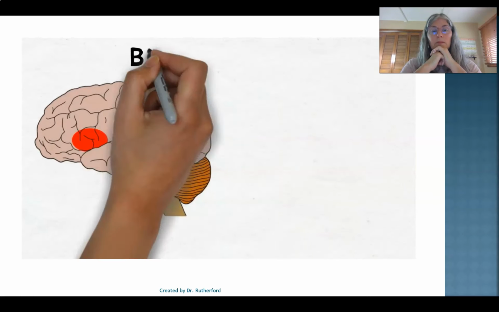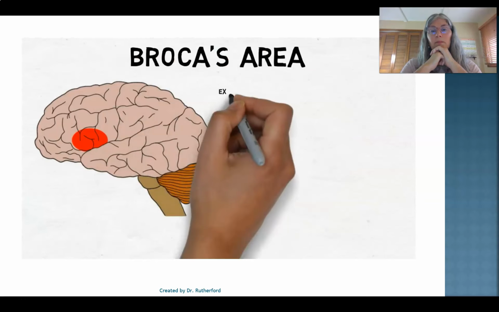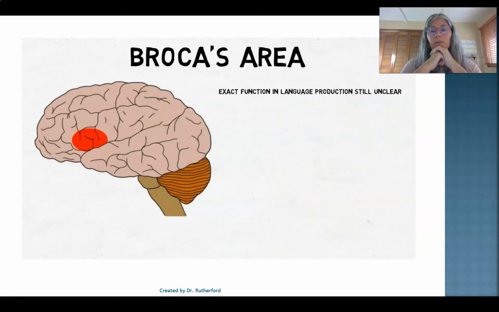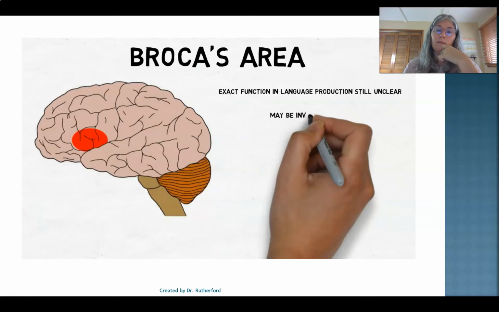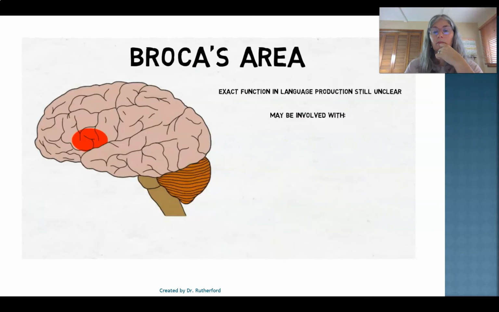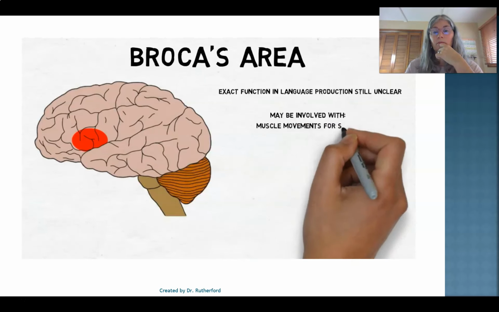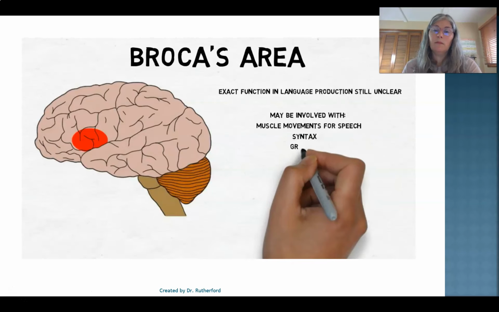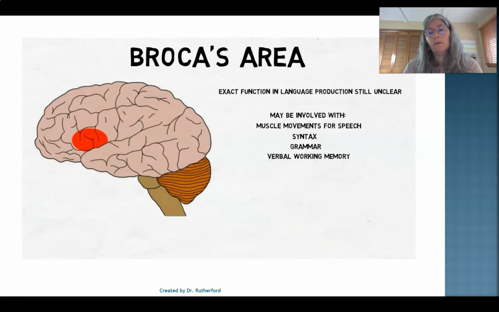The precise role of Broca's area in language production, however, is still being debated. In other words, damage to Broca's area can disrupt language production, but nobody is quite sure exactly what language-related function is lost to cause that disruption. Some have hypothesized Broca's area is involved with producing movements, like of the tongue and mouth, that allow speech to be produced. Others have argued it is involved with syntax, grammar, verbal working memory, or all of the above.